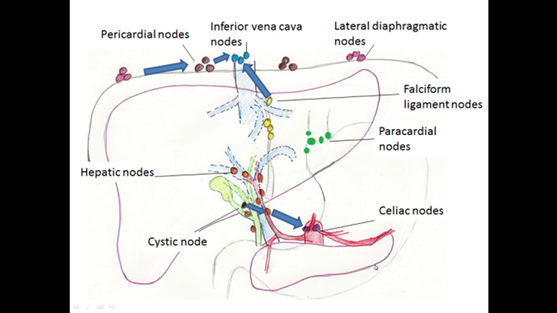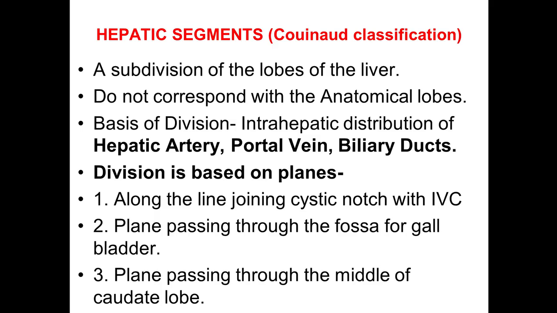See this diagram? We can see the hepatic nodes, the celiac nodes. So there are two groups, superficial and deep, and they drain respectively into these nodes. Now a very important point, that is the hepatic segments. This can come as a short note in your exam, so let's study hepatic segments now.